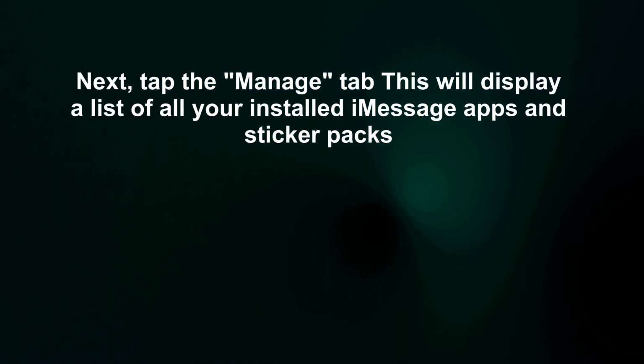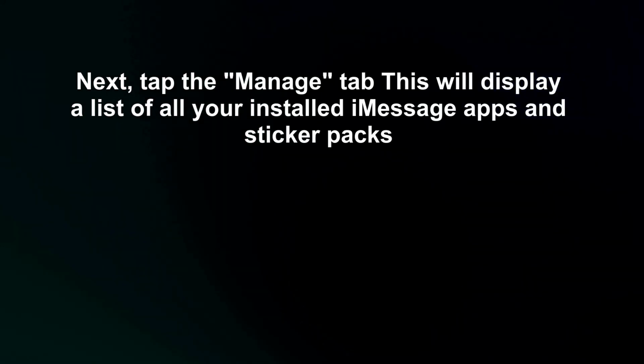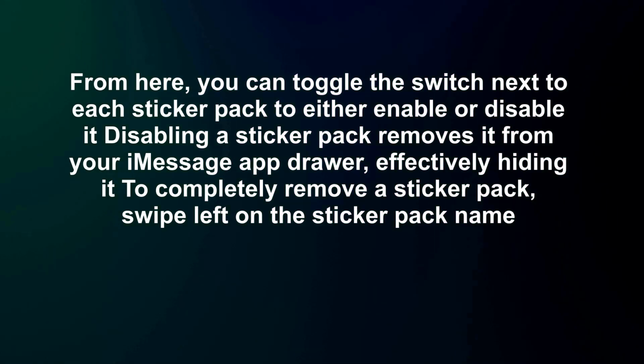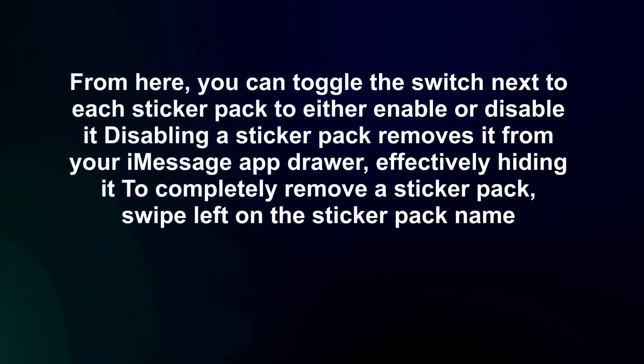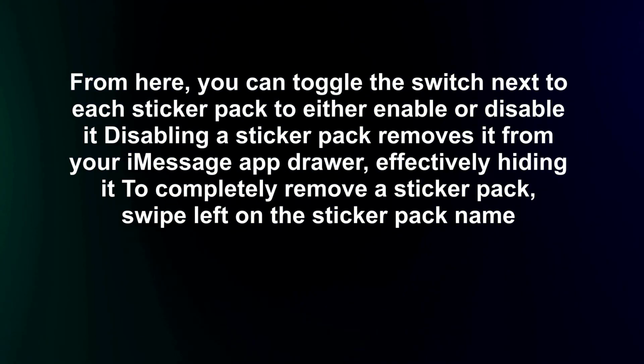Next, tap the Manage tab. This will display a list of all your installed iMessage apps and sticker packs. From here, you can toggle the switch next to each sticker pack to either enable or disable it. Disabling a sticker pack removes it from your iMessage app drawer, effectively hiding it.